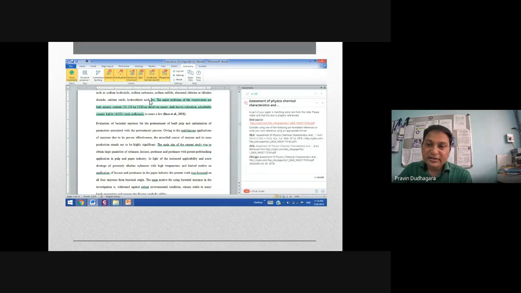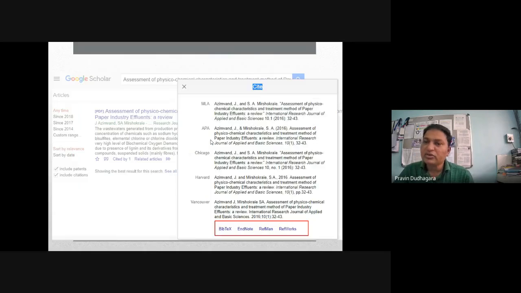Clear? That means this particular sentence I have taken from this website, and I have to mention the reference in any one particular format. How can you determine which format to use for the reference? That is based on the institutional policy. For example, generally the engineering and technology faculty use Chicago or APA style as a format. You can use any particular format depending upon the institutional policy.